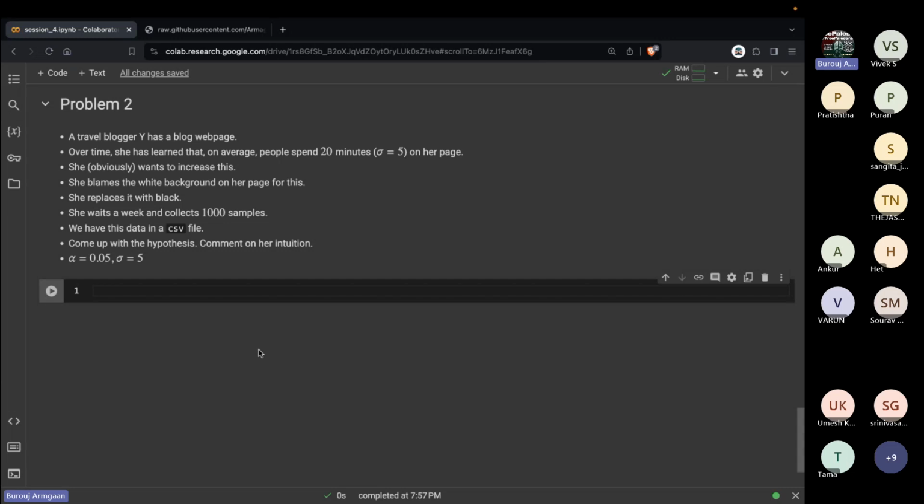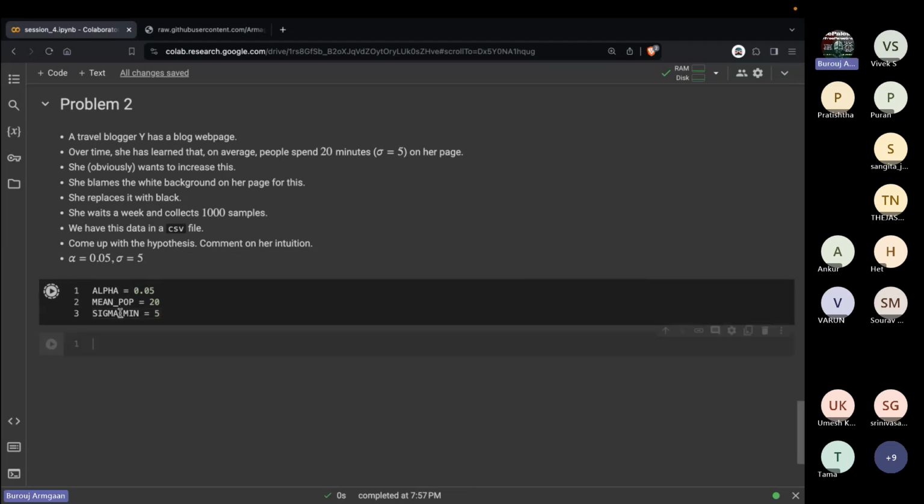Okay, let's start. Let's first of all define our constants. So we have alpha as 0.05. We have the population mean, or let's say the null mean, as 20. We have sigma, the population sigma, that will be 5. And let's get our data.